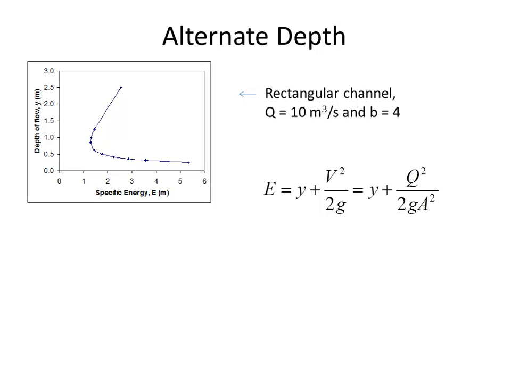This figure was introduced in the last class period, where we graphed specific energy as a function of flow depth. Remember that the water can go through a channel at a very high velocity where the depth will be low, and that would be supercritical when it's below the minimum specific energy. The depth is below the critical depth. If the depth is greater than the critical depth, up in this region, it is subcritical flow. But what we saw from this figure is that for one specific energy level, you can have two different depths of flow.